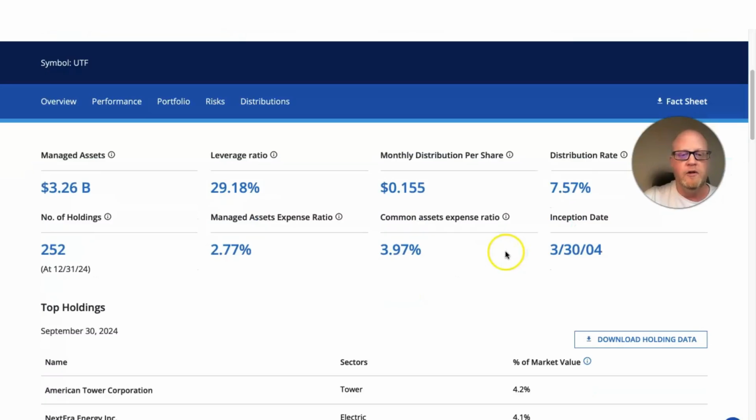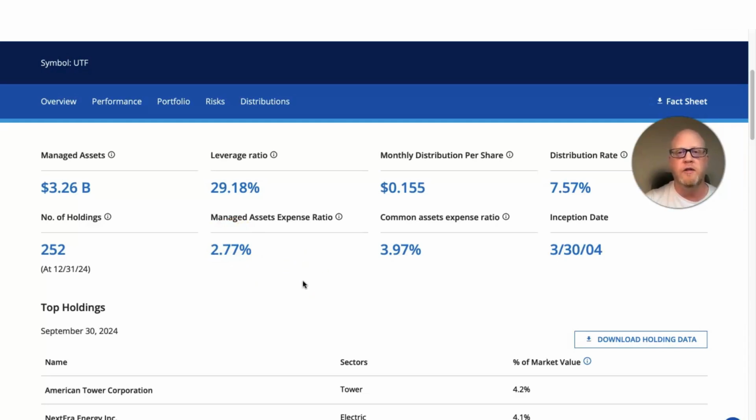They have 252 holdings, and they do use leverage on their closed-end fund at about 29.18% of the fund. So about 29% of the assets they borrowed to have additional money to invest. And because of that, as you see, the expense ratio is much higher. The way that works is you get the normal management fee from the closed-end fund, but then you also, as an investor, have to pay the interest that they charge for that leverage. So your total expense ratio is 2.77 if you include the leverage.